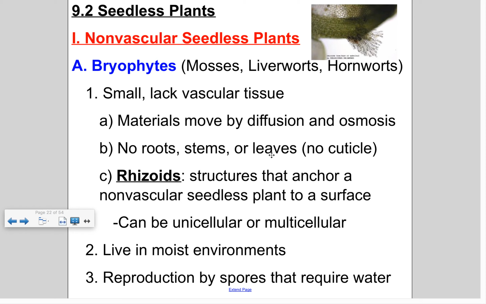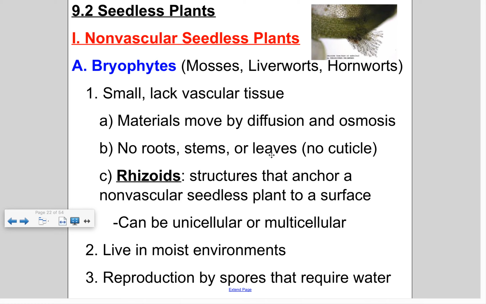Another unique thing about bryophytes, which includes mosses, liverworts, and hornworts, and I'll talk about these three specifically in the upcoming slides: no roots, stems, or leaves. Also, no cuticle. You're probably thinking, wait a minute, Mrs. Erickson, I thought all plants had cuticle. Okay, these guys don't. They're an exception. They don't have roots. They have structures called rhizoids that help them anchor to a surface, and these can be unicellular or multicellular, so they kind of break the rules there.